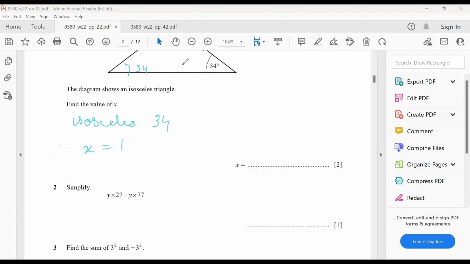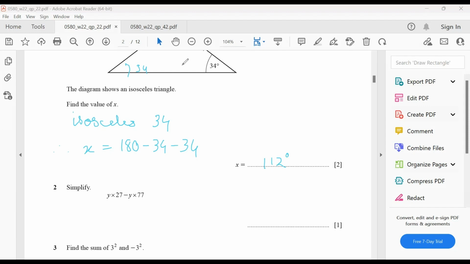Therefore, we know that x shall be equal to 180 minus 34 minus 34. This is because all the angles in the triangle add up to 180. So 180 minus 34 minus 34 will give us 112. So therefore x is equal to 112.